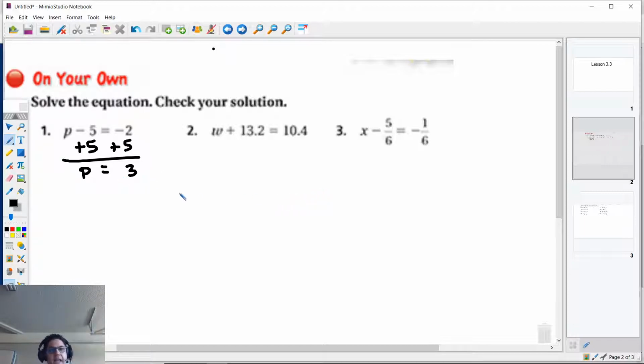I'm done there. The checking is mainly concerned for when we get to our two-step, multi-step, variables on both sides, and above and beyond in 8th grade, 9th grade, and so on. But again, the check is real quick.